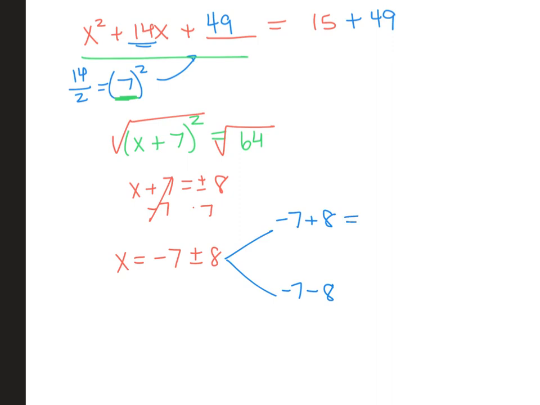Negative 7 plus 8 is a positive 1. Negative 7 minus 8 is a negative 15. So x equals 1 and negative 15. Now, if you remember from our graphing, if we were to graph this equation, those are the x-intercepts of the parabola. It would cross the x-axis at 1 and negative 15.